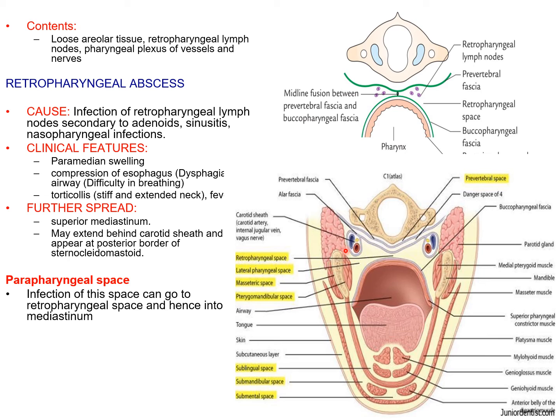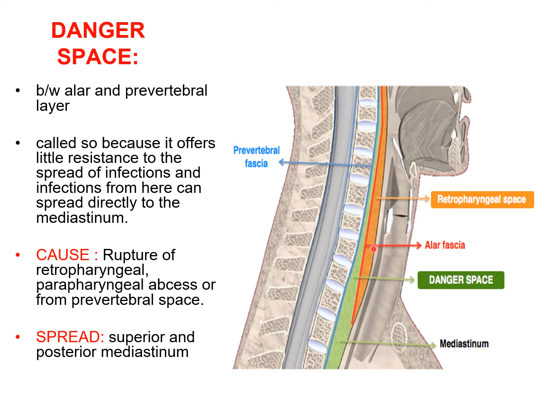The second space that you will notice lateral to the retropharyngeal space is the parapharyngeal space. So this is your parapharyngeal space. Infection of this space can go into the retropharyngeal space, and hence from the retropharyngeal space it can go into the mediastinum. So in this diagram, again see, this is your buccopharyngeal fascia, this is your alar fascia, this was your retropharyngeal space. So the retropharyngeal abscess may come into this retropharyngeal space and may extend up to the superior mediastinum.